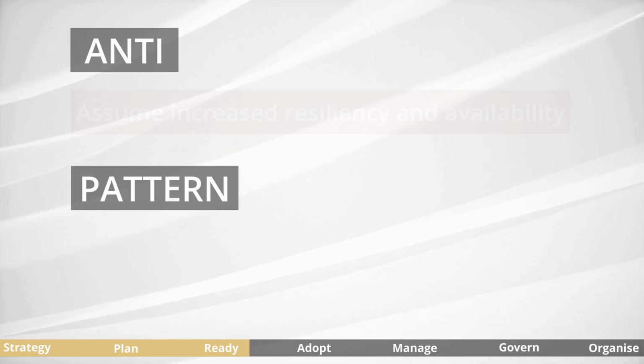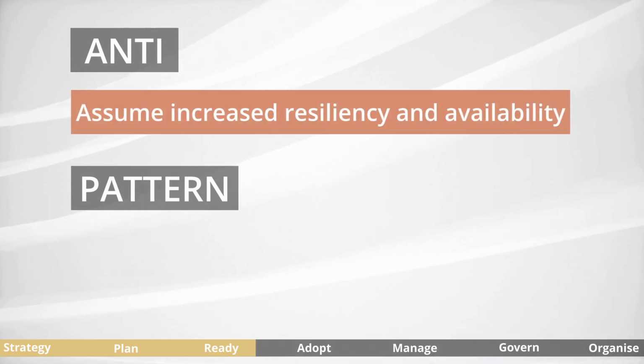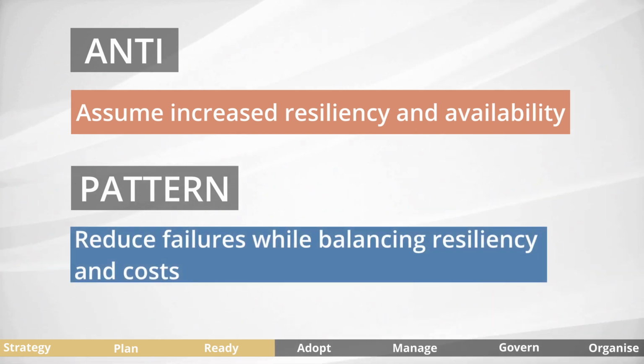Next antipattern is assume increased resilience and availability. Many of us assume all cloud services offer resiliency and high availability, but these features are often only available at extra cost and with additional effort. The preferred approach is to reduce failures while balancing resiliency and costs. When designing a cloud-based solution, it is important to balance costs with features like resiliency and availability. Identify non-functional requirements and then decide on these factors.